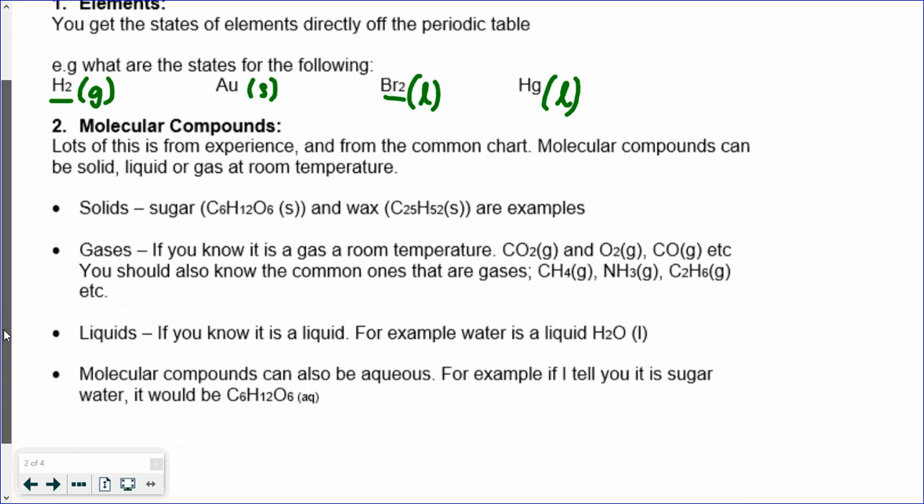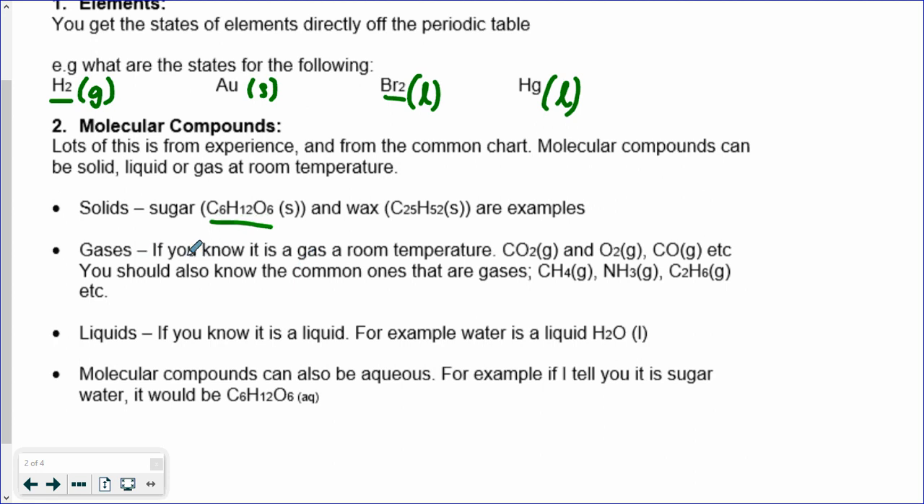So, molecular compounds. As it says there, lots of this is from experience and from the commons chart. When we looked at the ones that you memorized, we talked about things that you need to know and have an idea about. Solids: something like sugar, this is glucose, but sugars we know are going to be solids. Wax: if it says it's wax and gives you the chemical formula, C25H52, you know that wax is going to be a solid at room temperature, but you can heat it up and make it into a liquid.